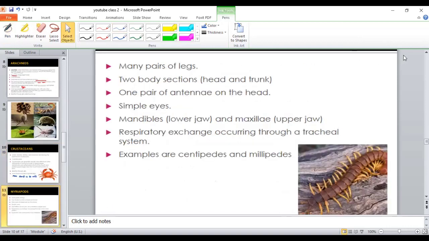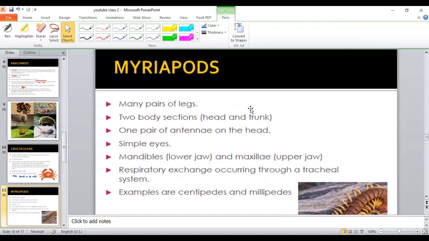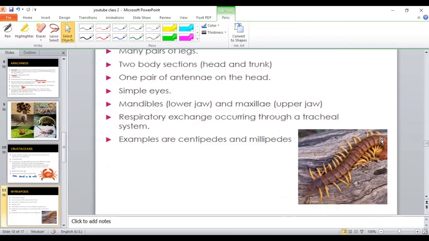Then in the last, we are talking about myriapods. Myriapods have many legs, and the body is divided into two sections, head and trunk. The trunk is the very long region. You can observe here many segments are there. They have simple eyes, mandibles and maxilla, meaning they have teeth-like structures. Respiration is again by the tracheal system, just like insects. Examples are centipede and millipede. You can observe the diagram here. With each segment, a pair of legs is there. So many legs are there.